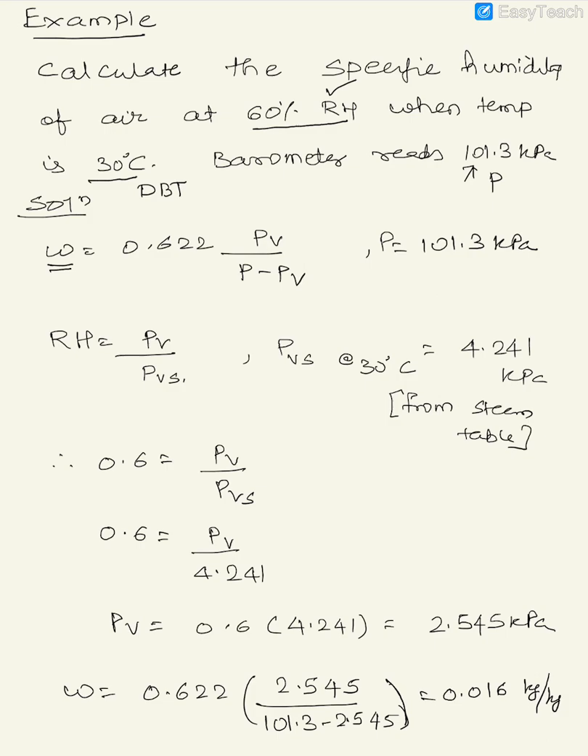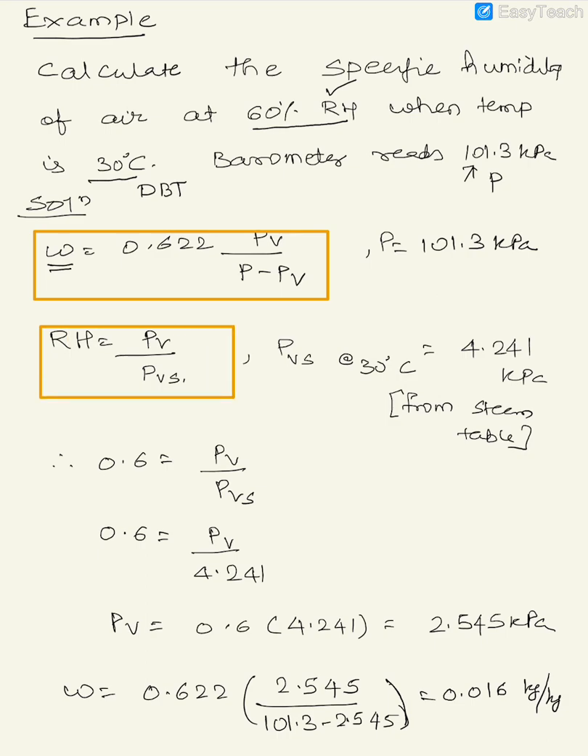Now you know these two relations. Omega is 0.622 PV upon P minus PV, and you know RH is equal to PV upon PS. Okay. We have already said that when the dry bulb temperature is known, we can find PVS. So this is what we do from the steam tables. We find the saturation pressure corresponding to dry bulb temperature, and that becomes PS or PVS. We got this, 4.241 kilopascal.